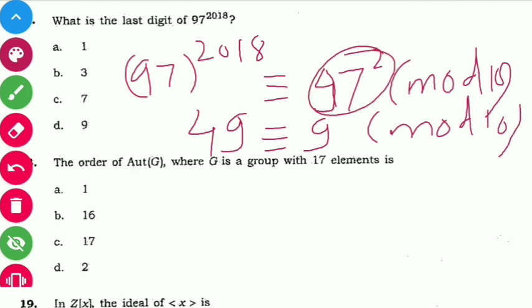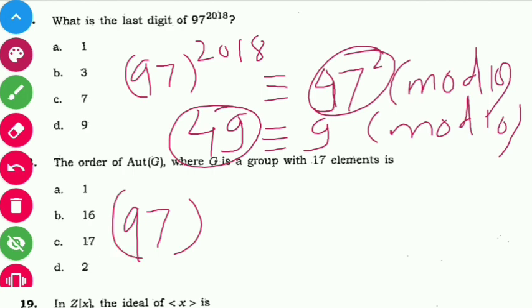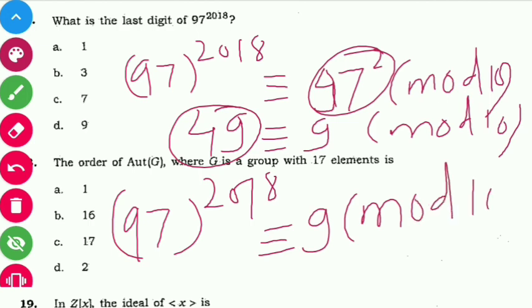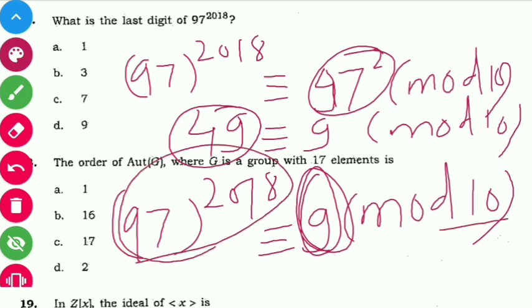और इसको रिड्यूस करने के बाद हमारे पास ये आया था. So we have 97 raised to 2018 is congruent to 9 mod 10. So we have this number 9 as the remainder when we divide this whole number by 10. So this remainder is the last digit of the given number, 97 raised to 2018. So this D option is the correct option.